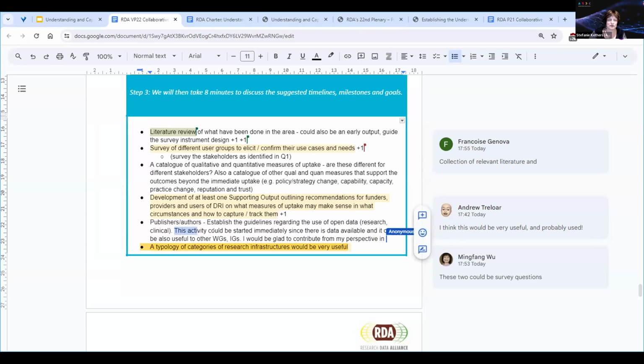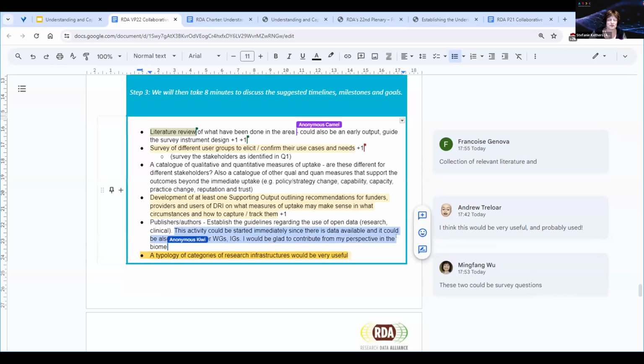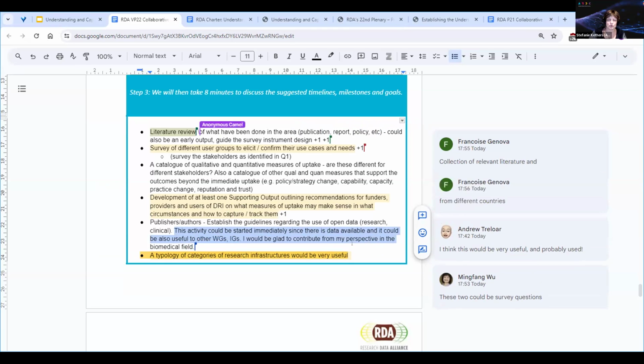So the anonymous Kiwi has written this here. Because you said you would be glad to contribute from your perspective in the biomedical field, would you mind putting your name there, just so we know who this is? Because that sounds really great. Veronica, thank you.